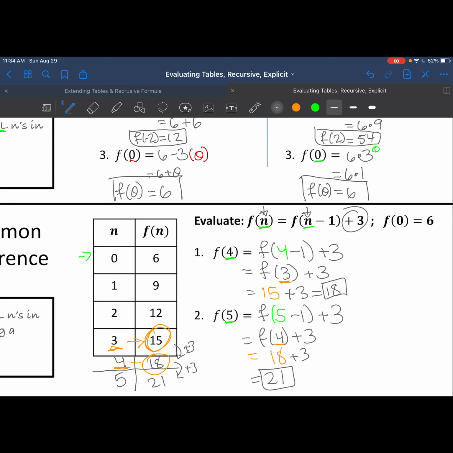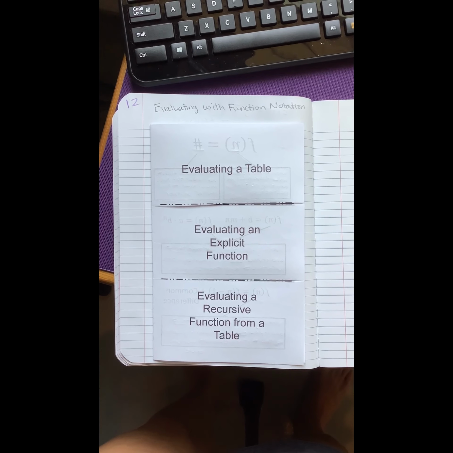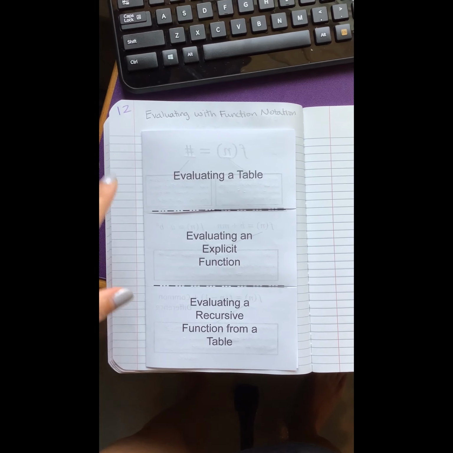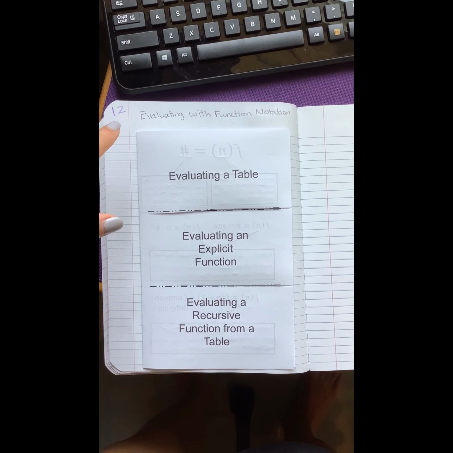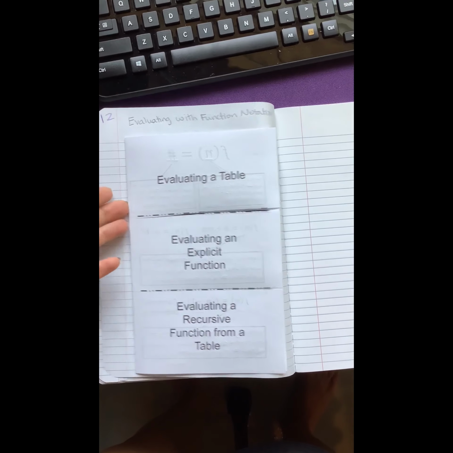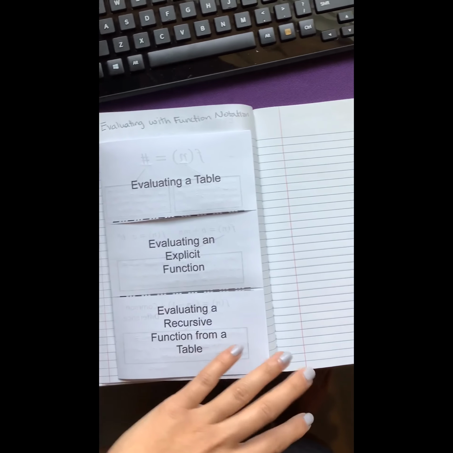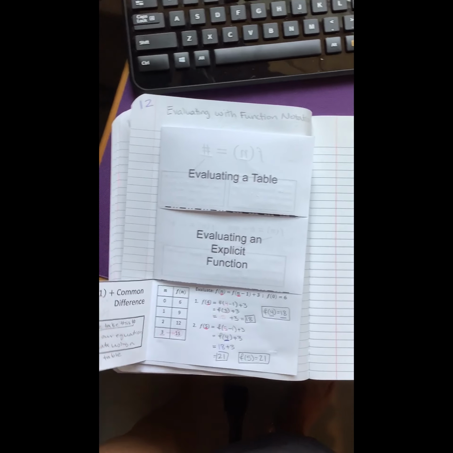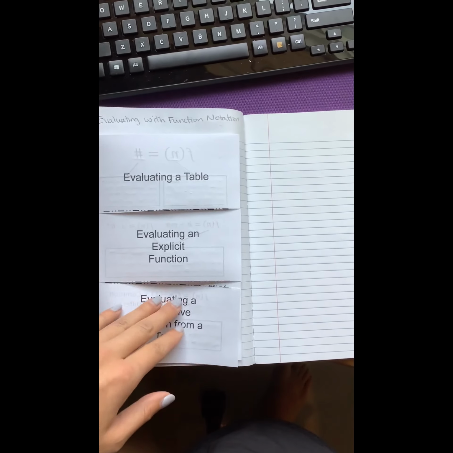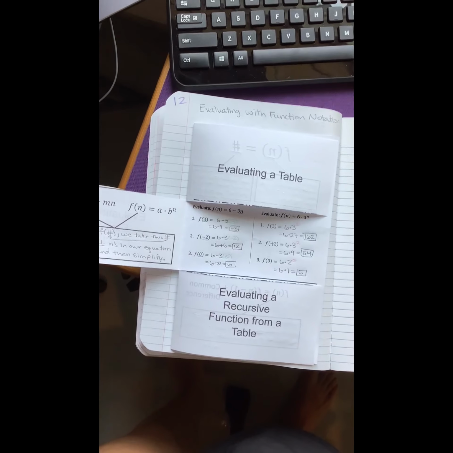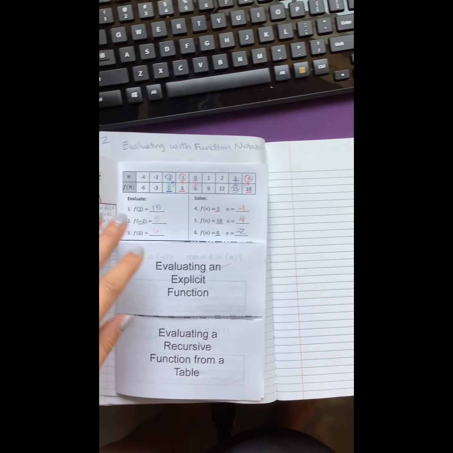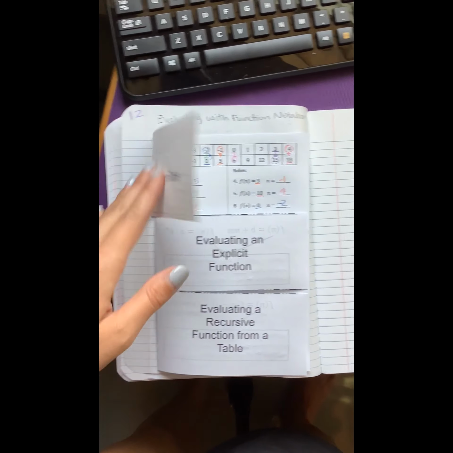All right, now I'm going to show you how to put this into your notebook and fold it correctly. Evaluating with function notation. This is going to be page 12. Here's the title. We are going to glue it in on page 12. We just fold it in half, long ways, and then we cut along the dotted dashed line so that it looks like this.